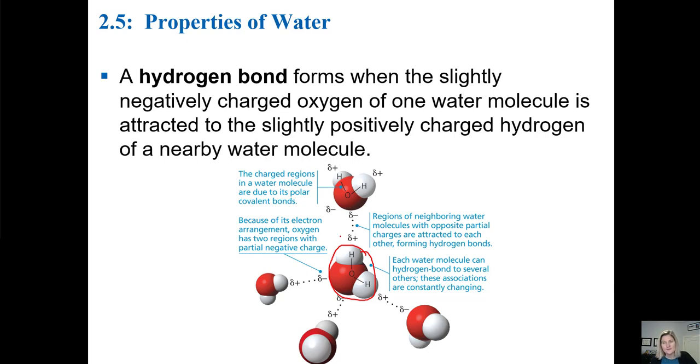Water molecules nearby are held together with a weak bond called a hydrogen bond. Hydrogen bonds form when the slightly negatively charged oxygen in one water molecule and the slightly positive hydrogen end of a nearby water molecule interact to form this bond. This is something that's going to contribute to the various properties of water that really help living things survive.